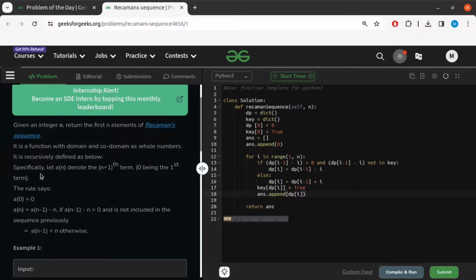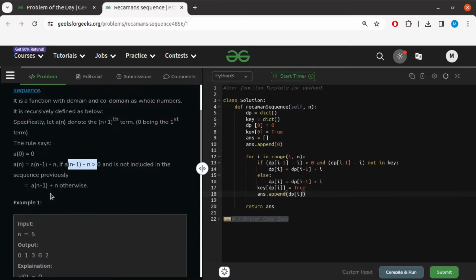So the Recaman's function is something like: let a_n denote the (n plus 1)th term, 0 being the first term. Then the rule says a0 equals 0, that's the base case, and then a_n equals a_(n-1) minus n if this is greater than 0 and is not included in the previous sequence, and a_n equals a_(n-1) plus n otherwise.